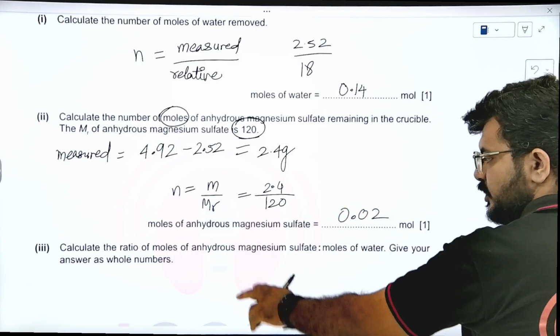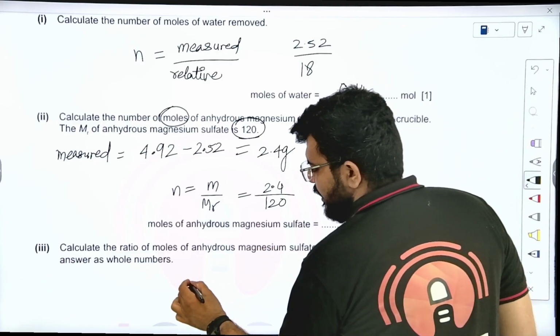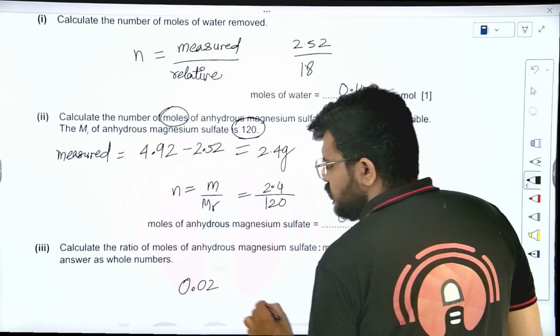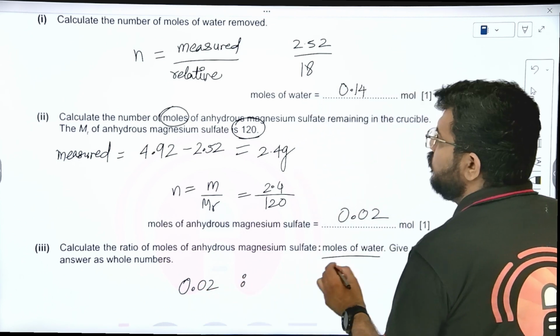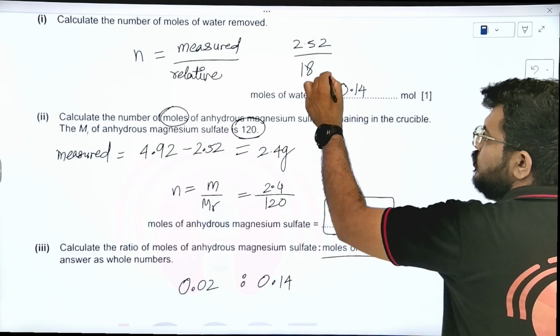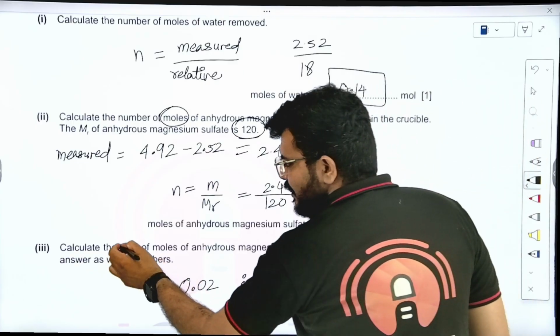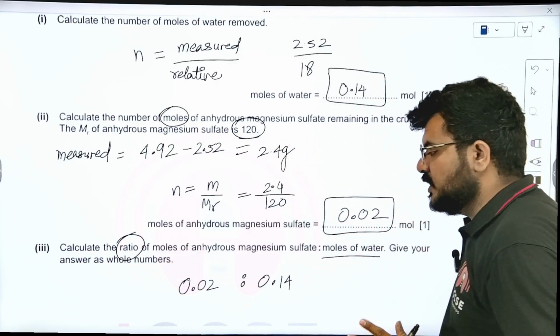Now calculate the ratio of moles of anhydrous magnesium sulfate to moles of water. So for anhydrous magnesium sulfate we have found 0.02, and the number of moles of water we have found is 0.14, right? 0.02 and 0.14. What is the simplest ratio? Whenever they say ratio, whole numbers are required.